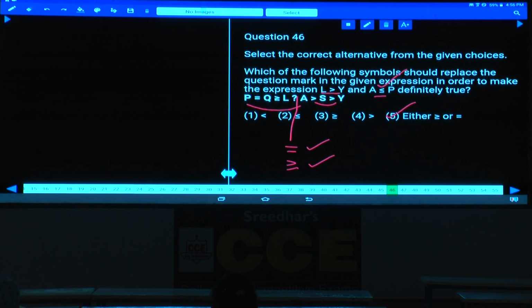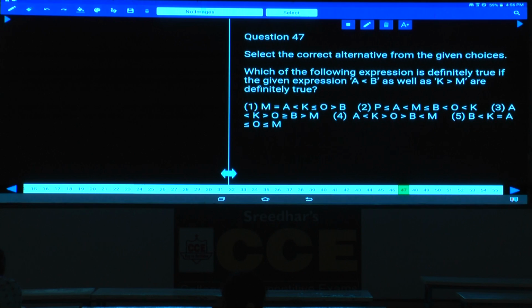Hence for these type of questions, no need to replace each and every symbol in that place. Okay? Then question number 47. Now A lesser than B as well as K greater than M, definitely true.